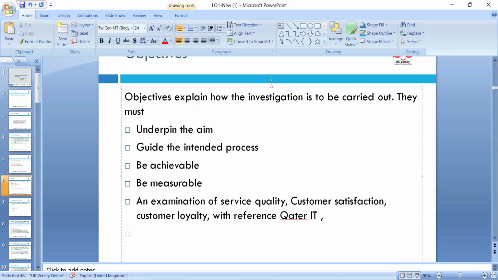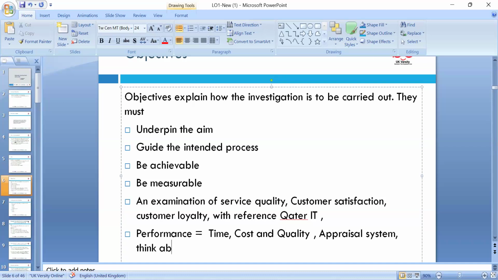When we look at performance, there are always three areas: time, cost, and quality. So we can look at appraisal systems in our organization. If your appraisal system is not appropriate, maybe we can think about 360-degree appraisal. That is more realistic.